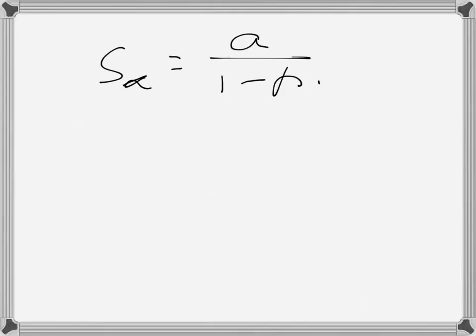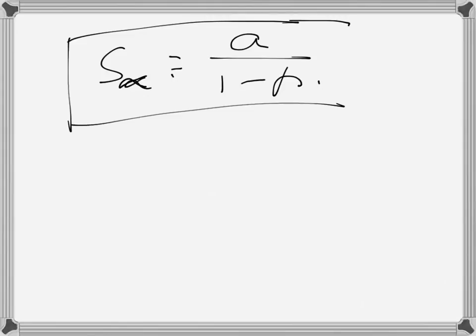That's the limiting sum. Of course r has to be less than 1, and then this one is the limiting sum of such a series. So I will do an example afterwards.